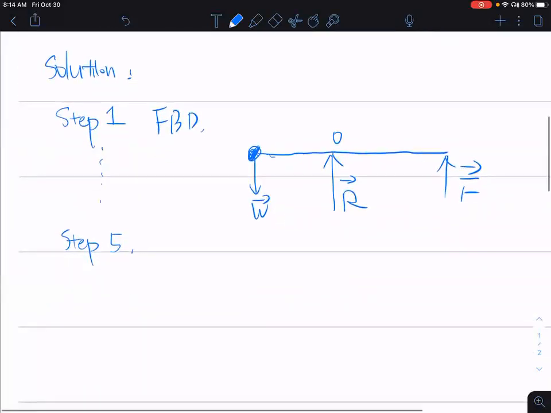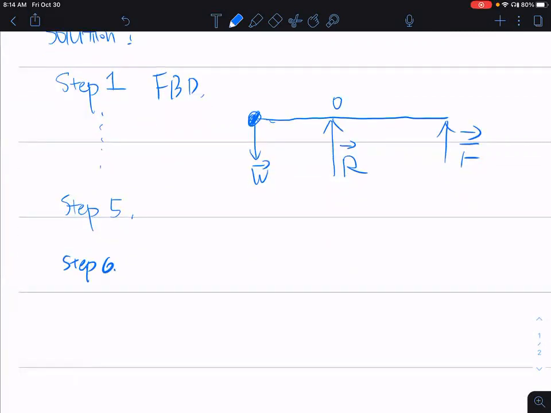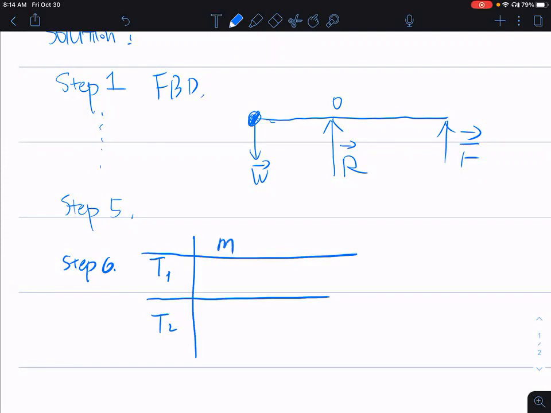Then let's jump into step 6. Set up tables for kinetic energy, T. So T1, T2, based on the masses. We only have one mass here. Things should be pretty easy. So at position 1, it's just 1/2 mv squared. Make sure you label that as v1. It represents the velocity at position 1.